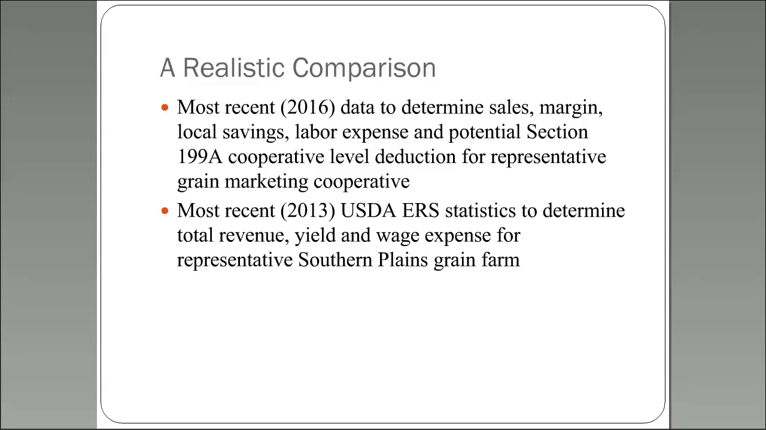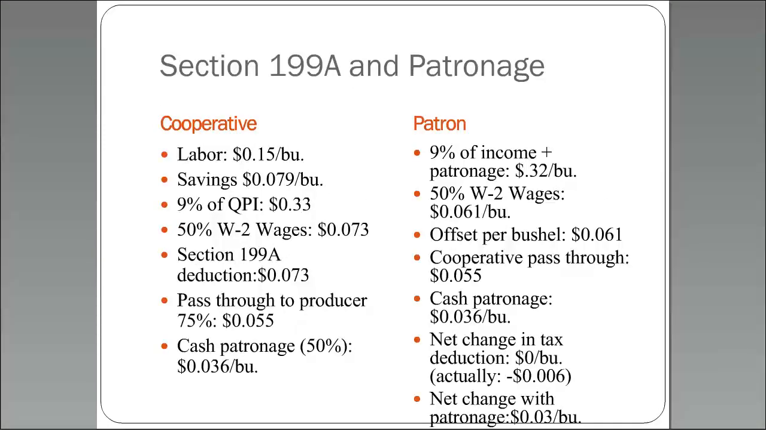So I used the most recent data from 2016 from Ag Co-op Service, and got all the sales margins, local savings, profit, labor expense for a cooperative, and I could calculate all the potential Section 198 deduction for a representative grain marketing cooperative. In the same way, I took the ERS statistics, and they had the cost of grain production by region. And so I did the same calculations for a representative Southern Plains grain farm. So I used those two things then to try to see how this would work with a representative co-op and a representative producer.